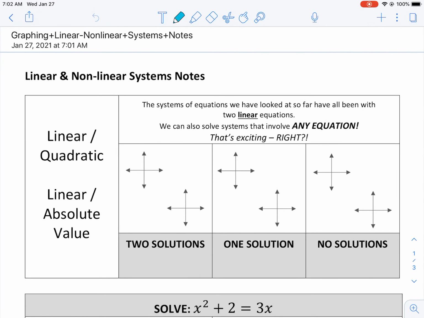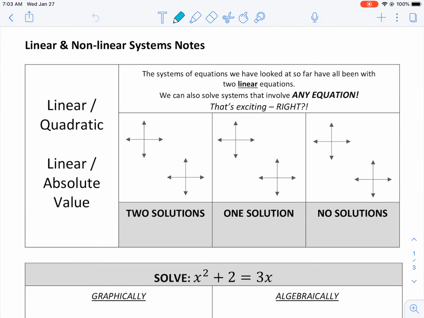We're still in our systems unit, even though before this we just took our systems test. This just isn't going to be on the test, but we're going to have a skill check over it, something smaller. So this is linear and nonlinear systems, all right?